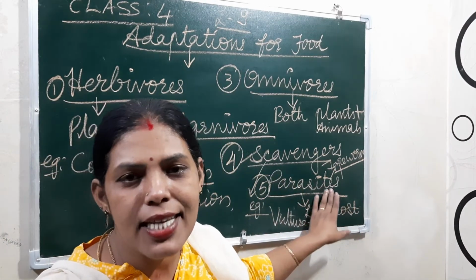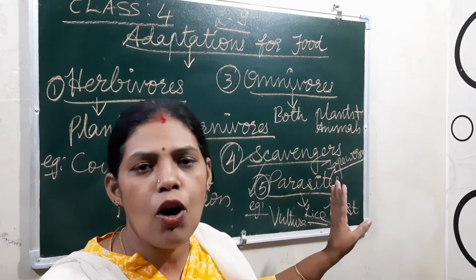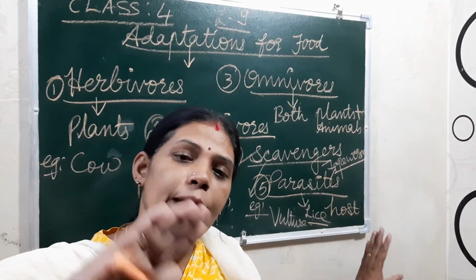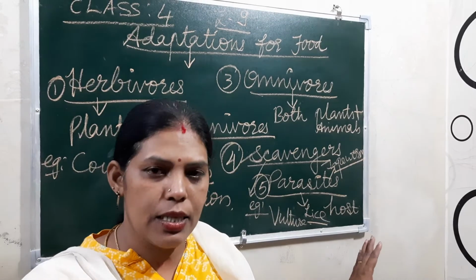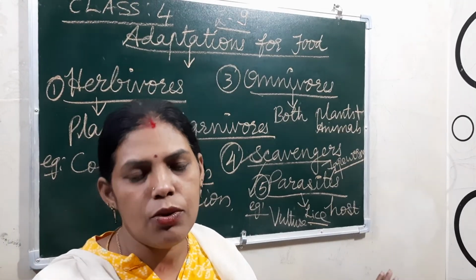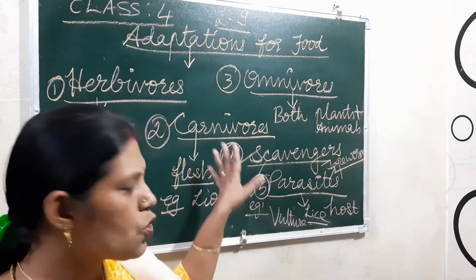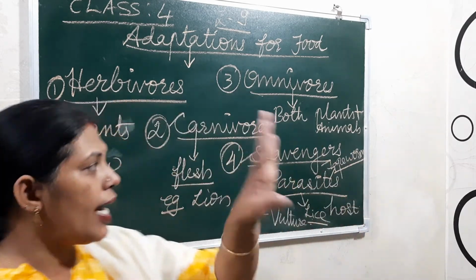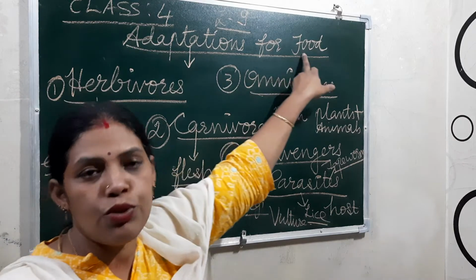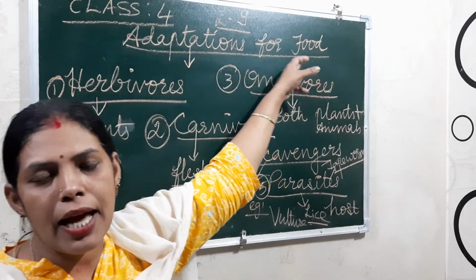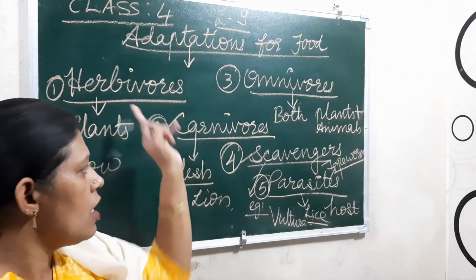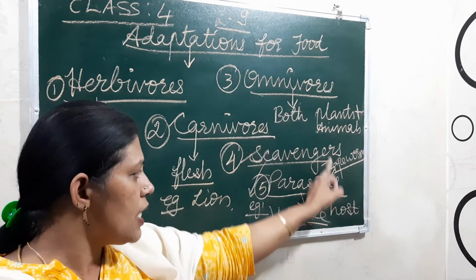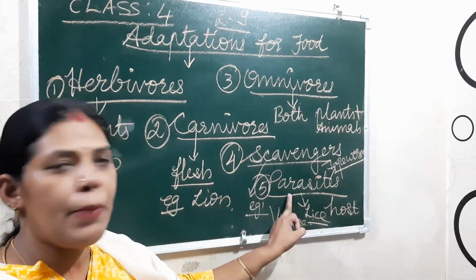Understood? So parasites are living organisms only. They are depending on other living organisms for food and shelter. Okay, they are parasites. Understood this one, children? How are animals divided on the basis of their food? On the basis of food, animals are divided into herbivores, carnivores, omnivores, scavengers, and parasites.